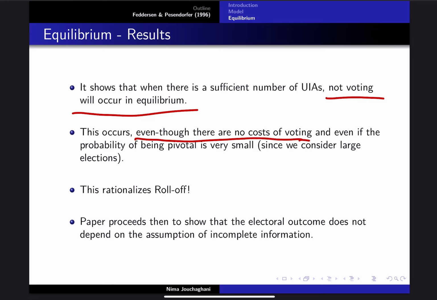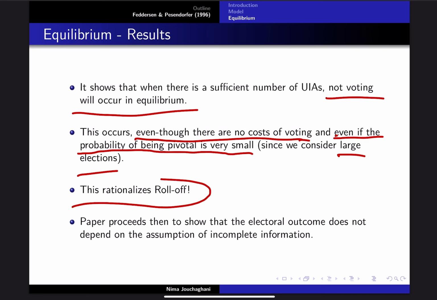We did not put any costs in this model. So there are no costs of voting here, and even if the probability of being pivotal is very small. The reason for the pivotal probability being very small is that we consider large elections, so very large amounts of capital N. The larger the amount of eligible agents, the lower the probability that you are pivotal. And in this limit, the pivotal probability will be very close to 0.